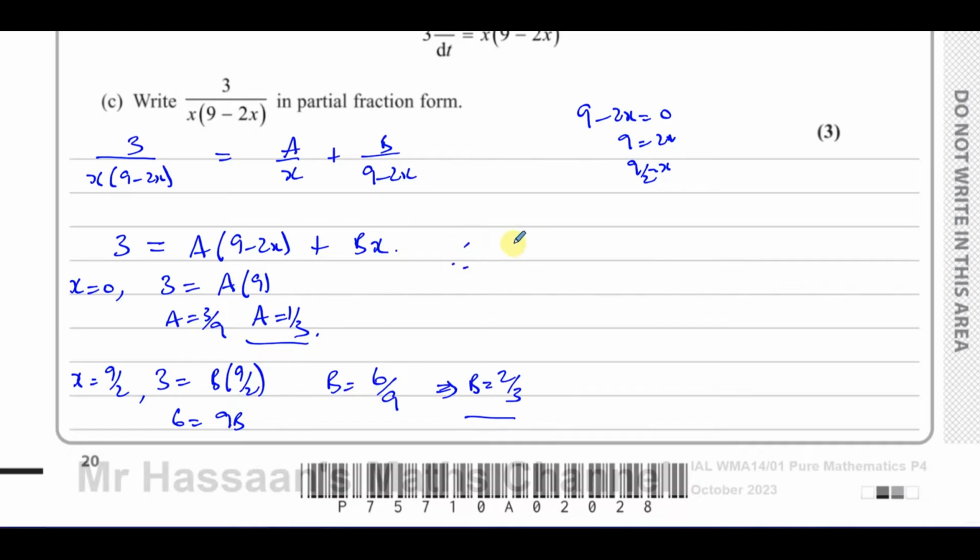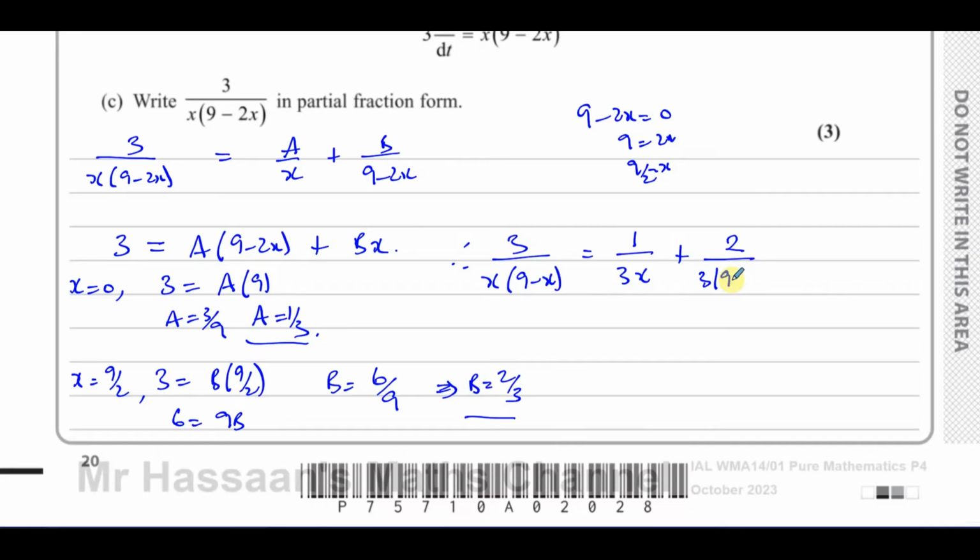So therefore we can say that 3 over x times 9 minus 2x will be the same as 1 over 3x plus 2 over 3 times 9 minus 2x.